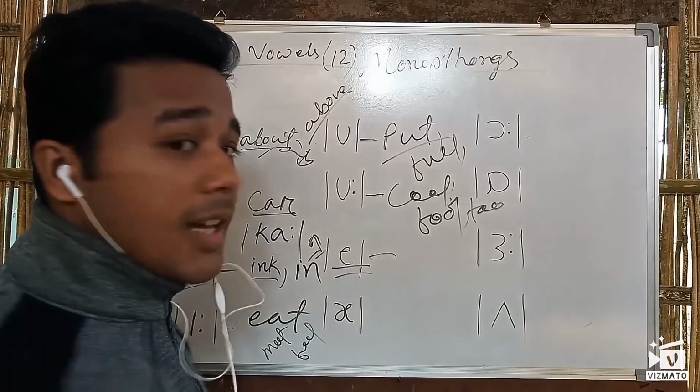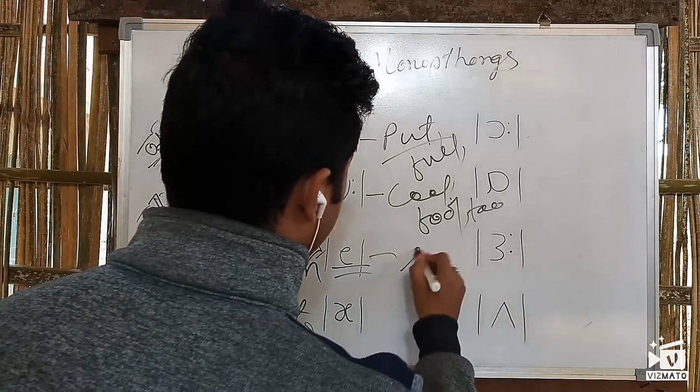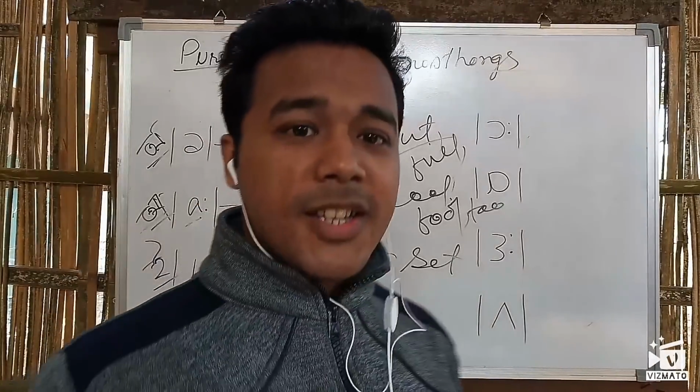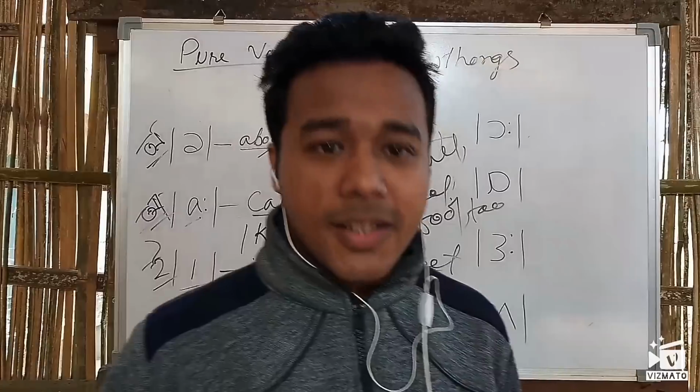Then we have a sound, A. This could be found in the word like set. Set. A sound like set.